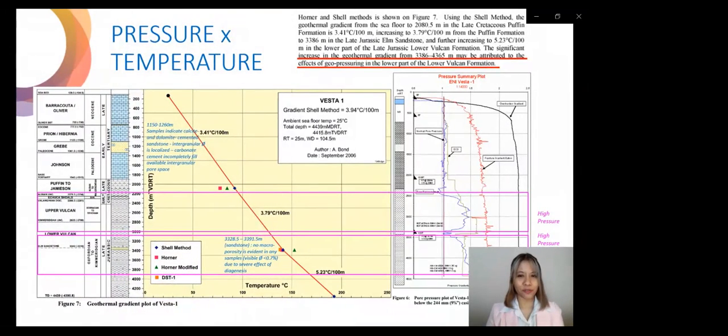Further investigation for Vesta 1 well, by comparing temperature and pressure side by side, it is observed that there is a significant increase in geothermal gradient when pore pressure increases. It can be concluded that the increase in geothermal gradient may be attributed to the effect of geopressuring in the lower part of the lower Vulcan formation.